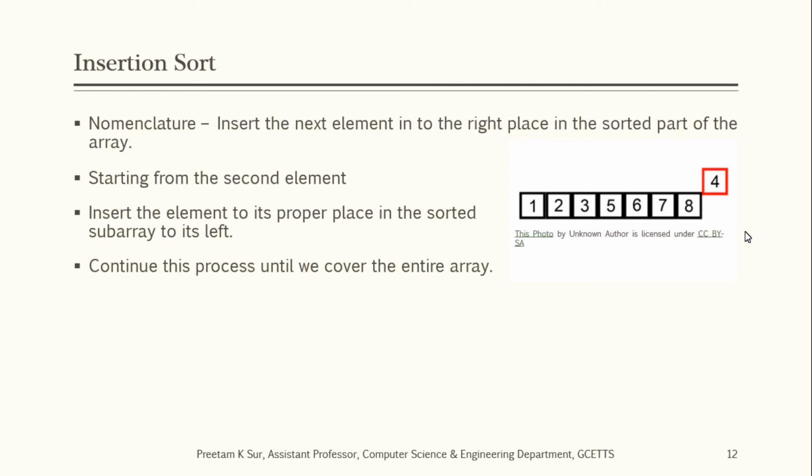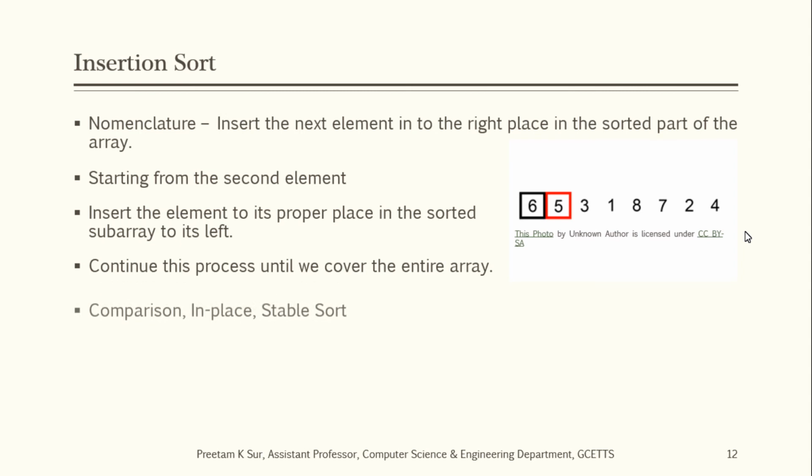Finally, the element 4 has to be inserted after 3 and before 5. So the elements from 5 to 8 are going to be shifted one place to the right, and then we can have a place for putting 4. That is how the insertion sort is done.